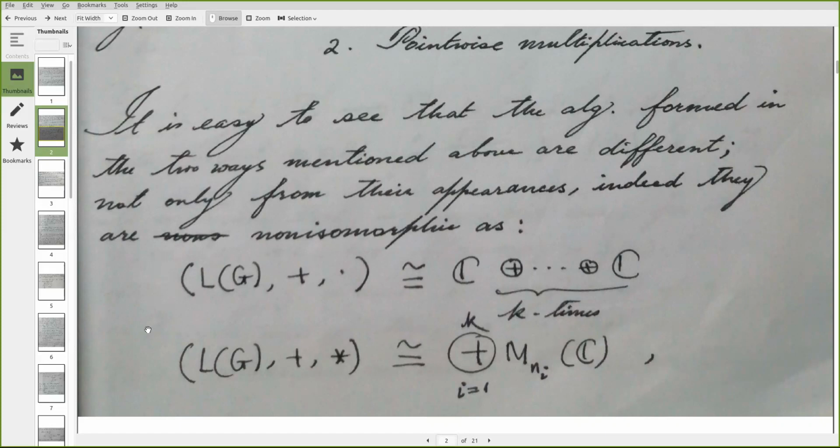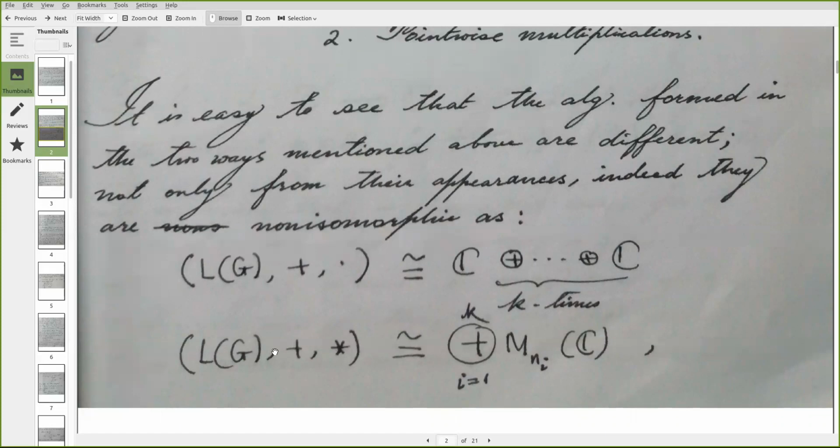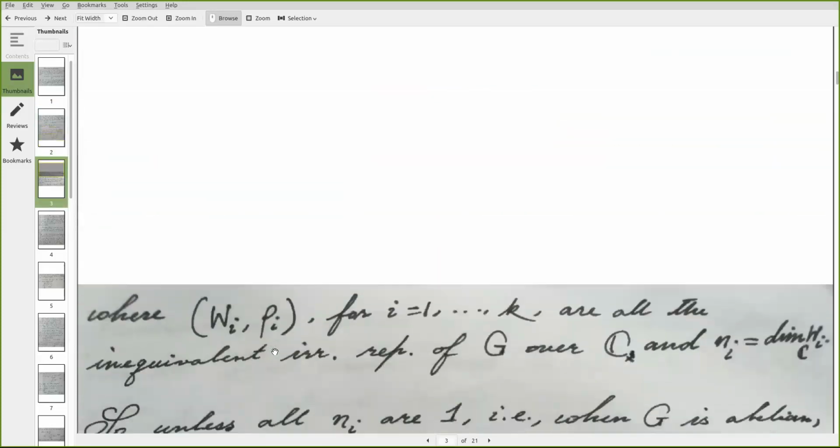So let me repeat what I just said. Unless G is abelian, these two algebra structures on LG are not going to be isomorphic. Okay.